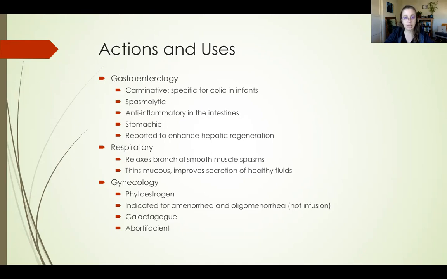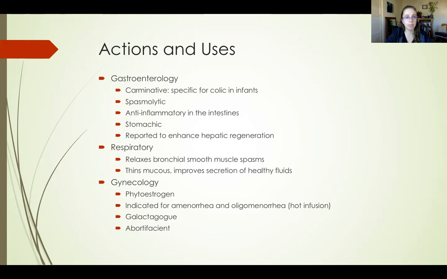All right, it's also spasmolytic, anti-inflammatory to the intestines. It's a stomachic, and it's reported to enhance hepatic regeneration. Okay, and just to note here, in case you're not familiar with the term stomachic, because it's not as commonly used, it just means promoting the appetite and assisting in digestion.